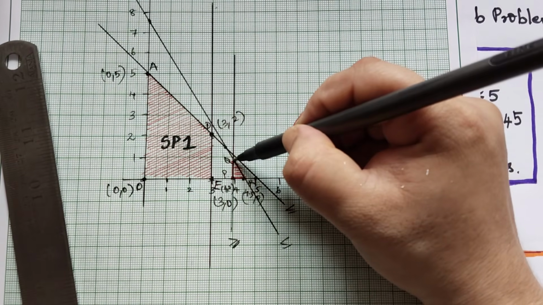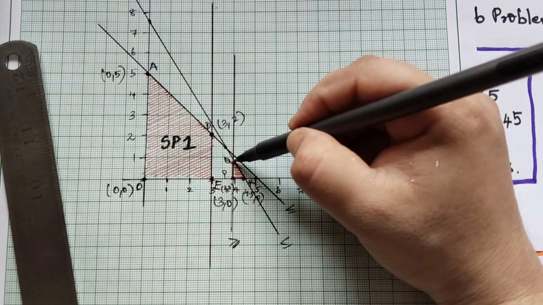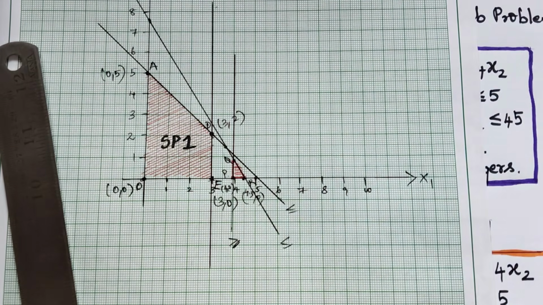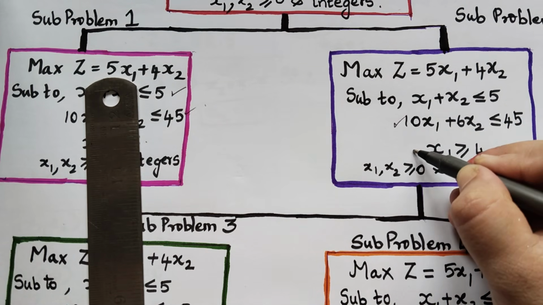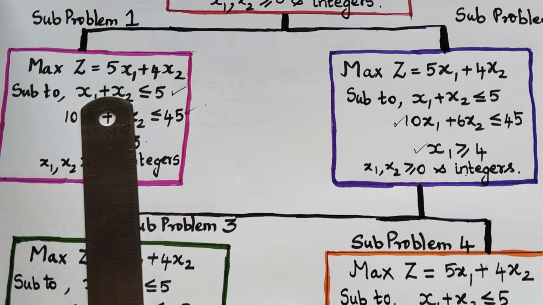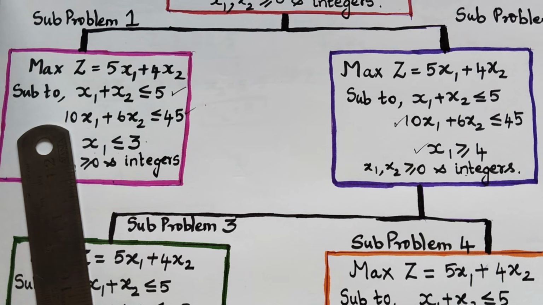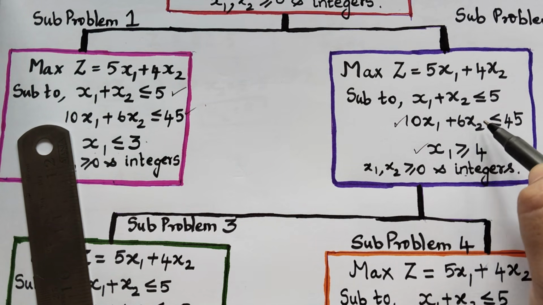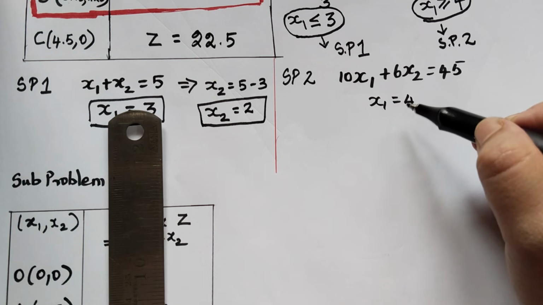The point Q is the intersection of this new constraint with the second constraint. That is the intersection between these two. So for this constraint and this constraint we have to find the point of intersection, like how we did previously for subproblem 1. So first we will write them as equalities.